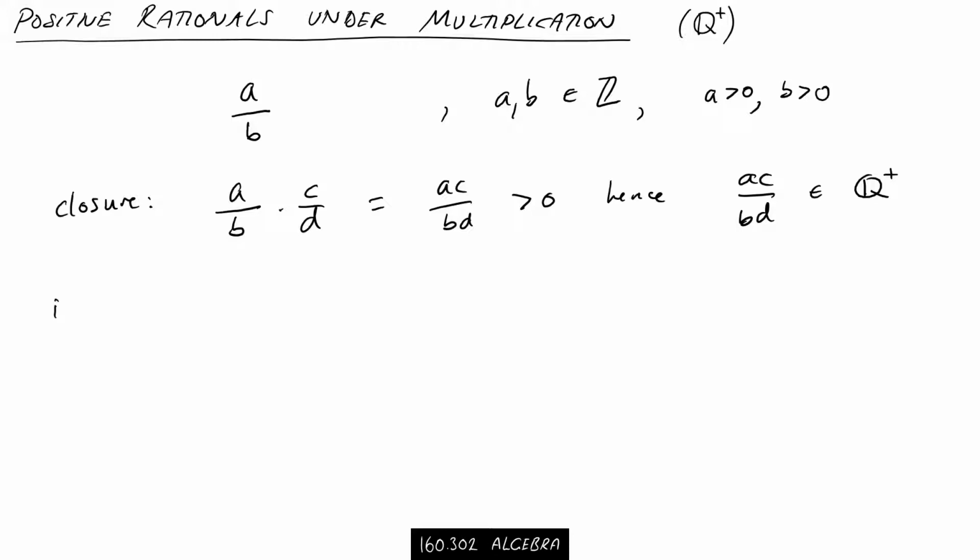Okay, the identity, that's just going to be 1. Again, we're multiplying, so 1 is usually the identity when we're multiplying with numbers. And 1 is a rational number, and it's positive, so that's all good.